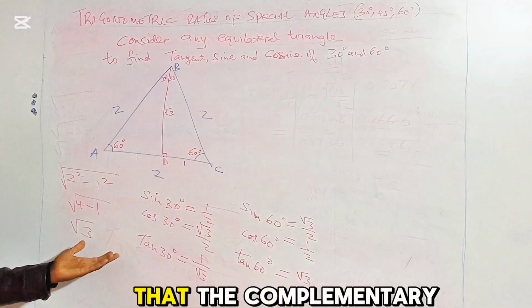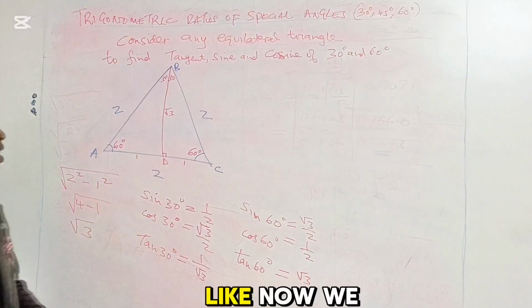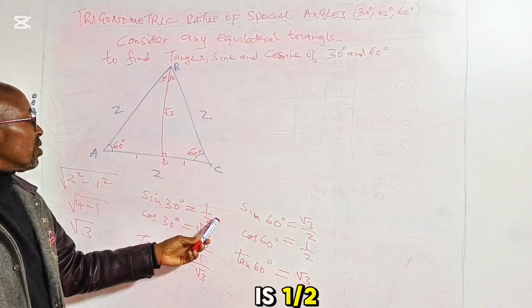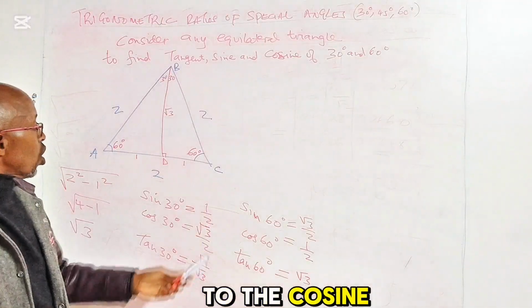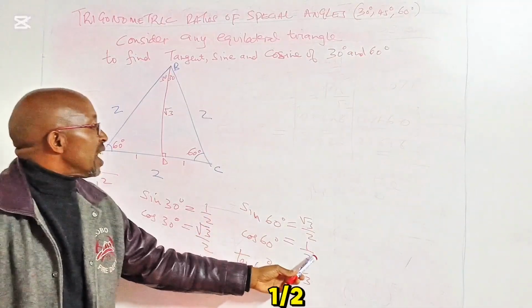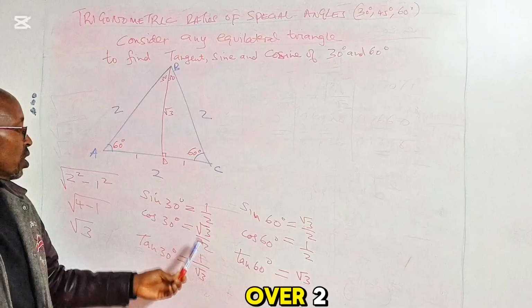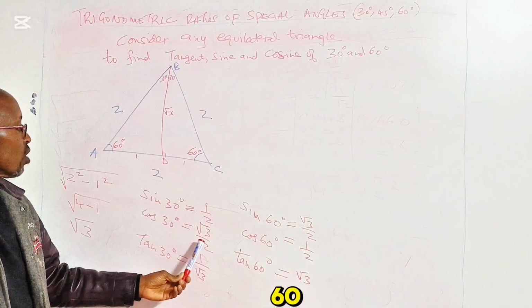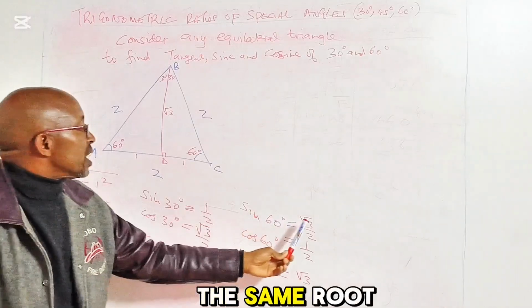Note it will follow that for the complementary angles, like now we have the sine of 30 degrees is half. If you go to the cosine now of 60, it is still half. Cosine of 30 is root 3 over 2. If you go to the sine of 60, it is still the same, root 3 over 2.